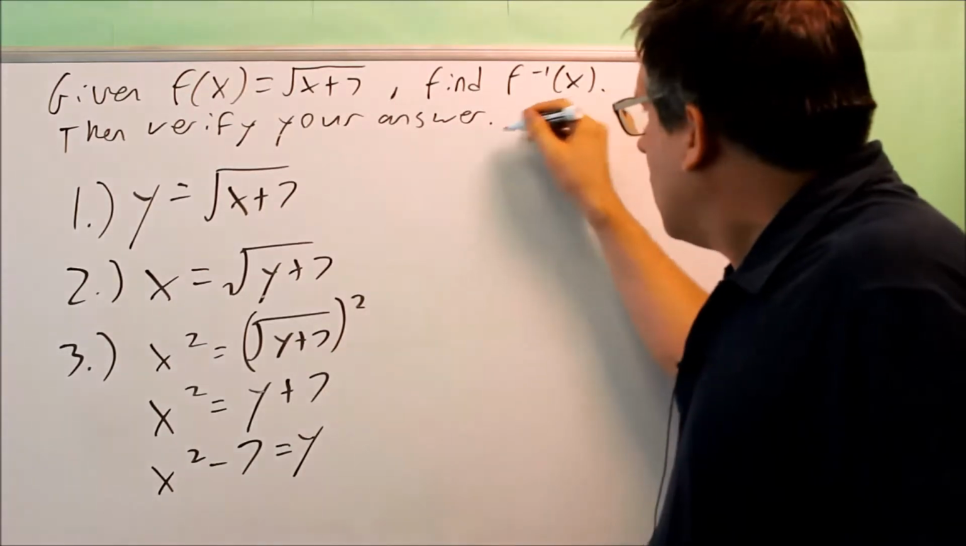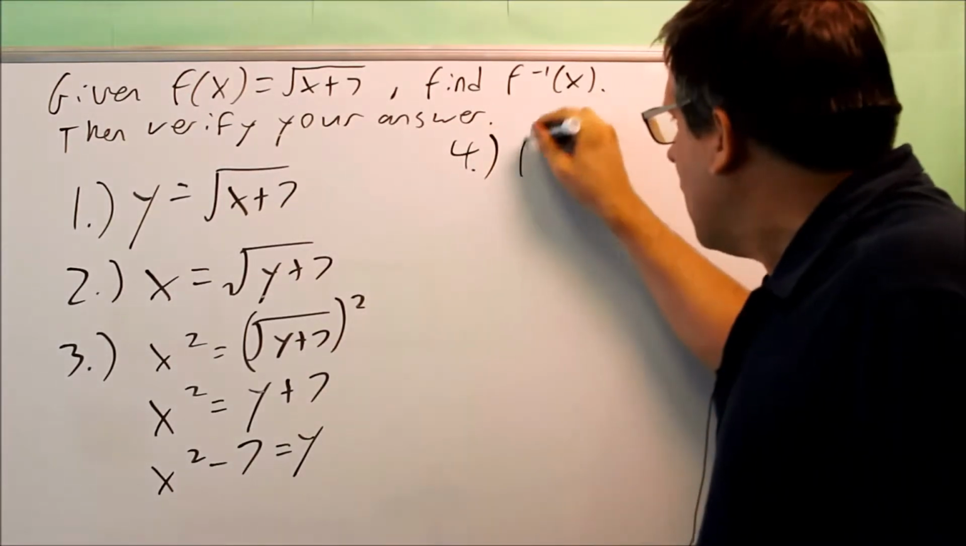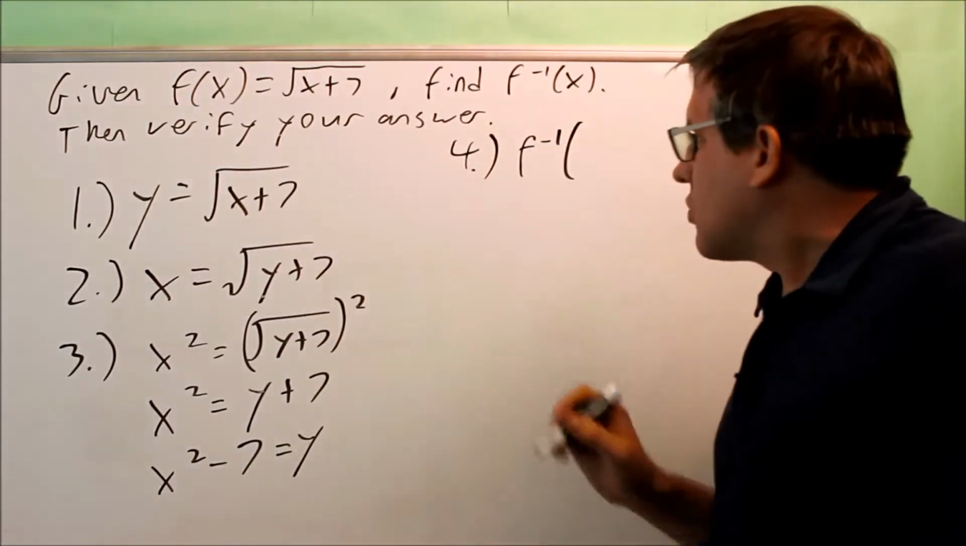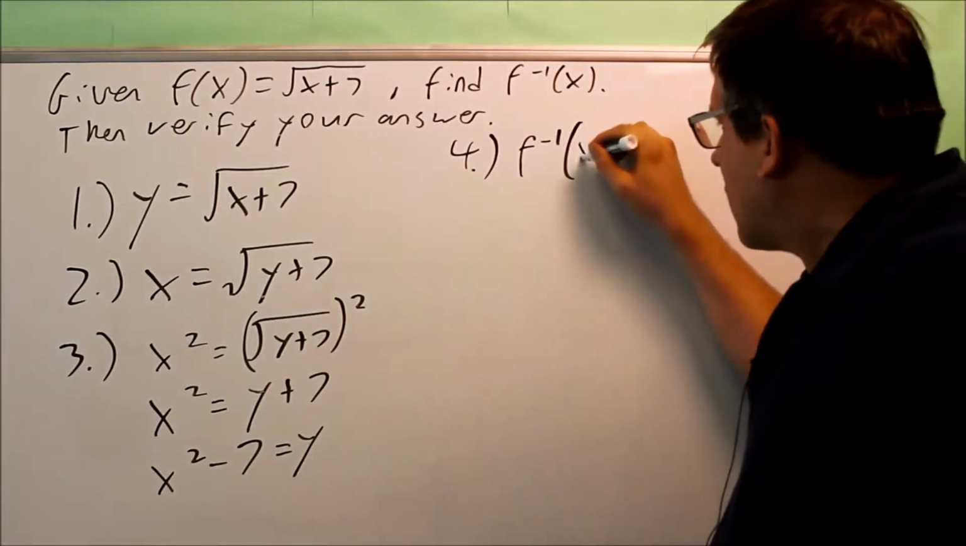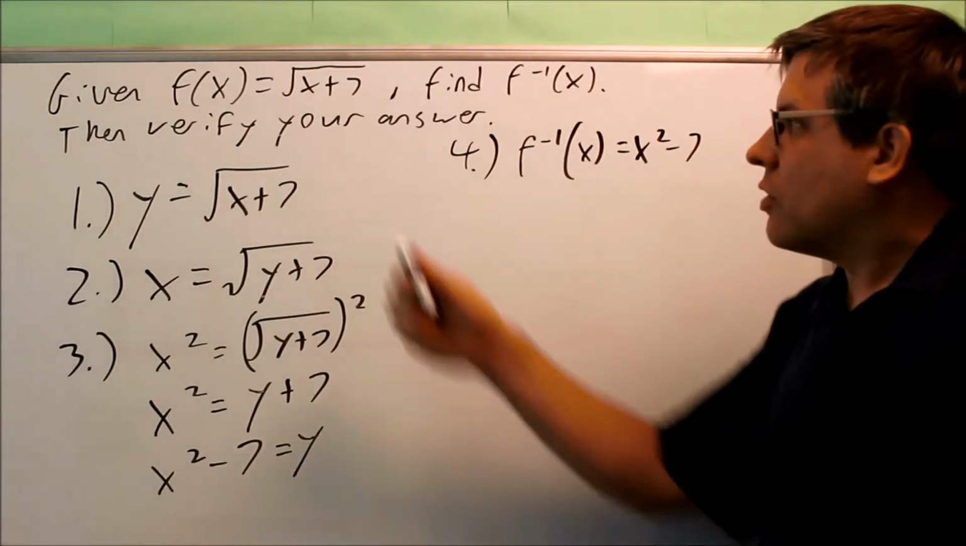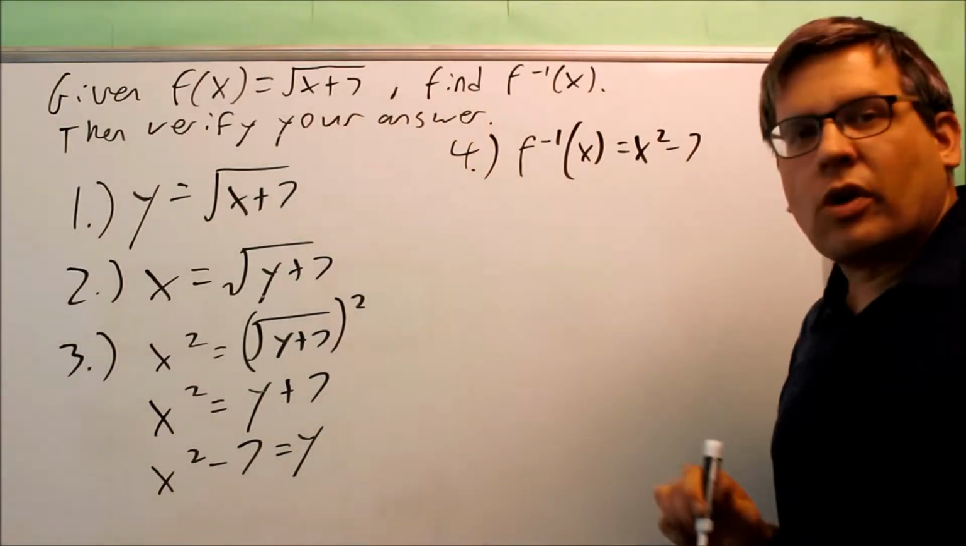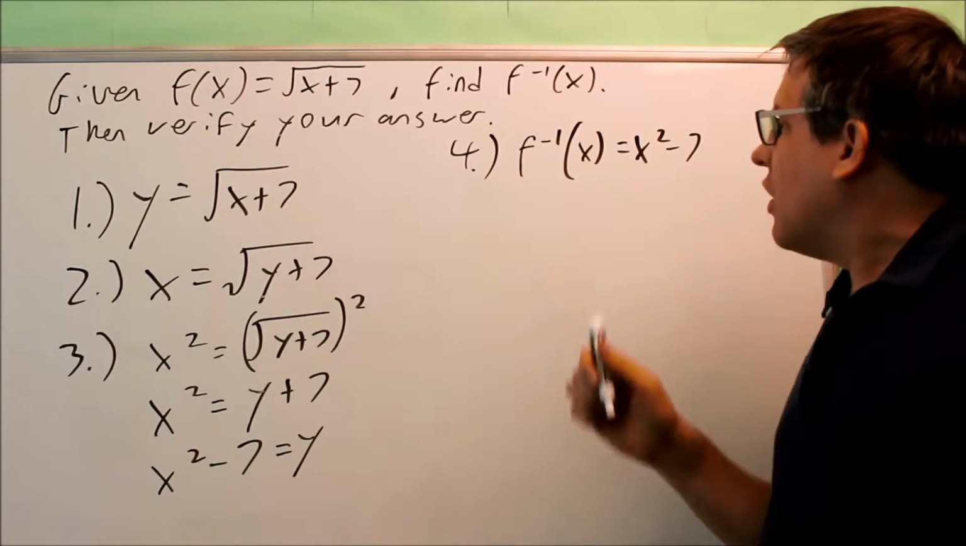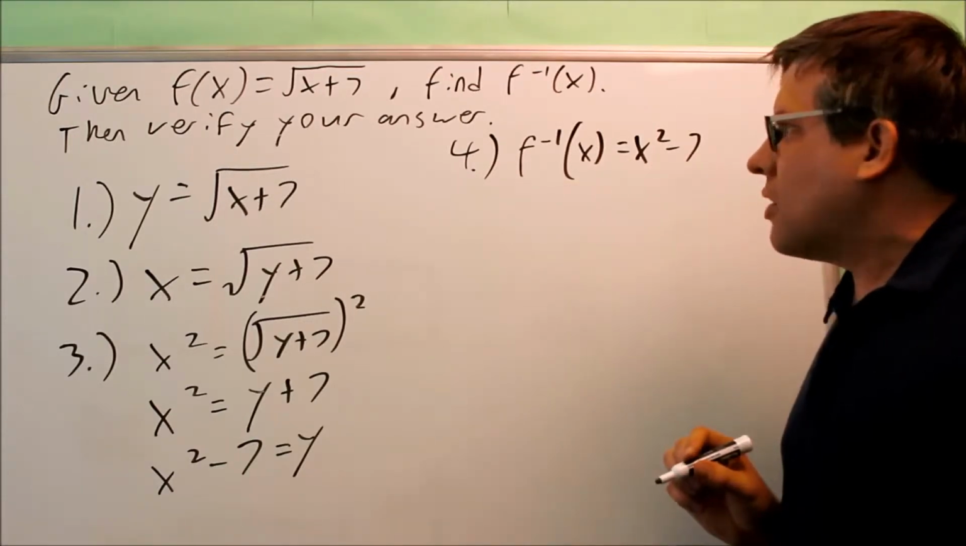Step number 4 is you put the inverse notation in. So I have the inverse of x equals x squared minus 7. There's my inverse. My original one is the square root of x plus 7. The inverse is x squared minus 7.